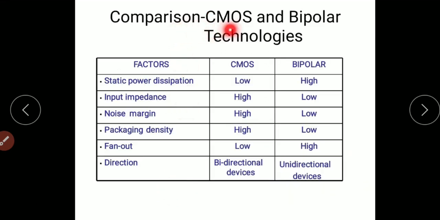If you compare CMOS and bipolar technologies, these are the comparisons given. The static power dissipation is low in CMOS. The input impedance is high, noise margin is high, packing density is high. We can incorporate more MOSFETs in a small area compared to bipolar. Why? Because MOSFET transistors are smaller in size compared to bipolar, and the power consumption is very small compared to bipolar. Fan out is low. They are bidirectional devices. In MOSFETs you can interchange source and drain terminals.